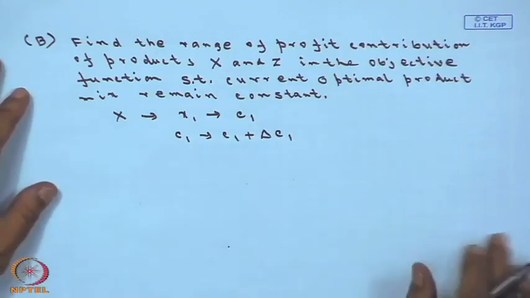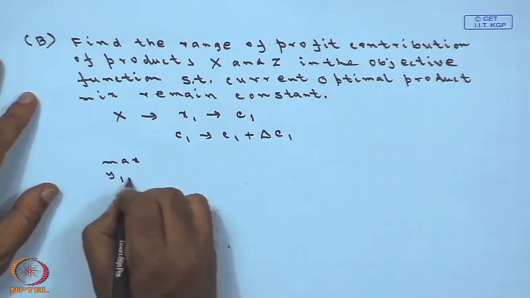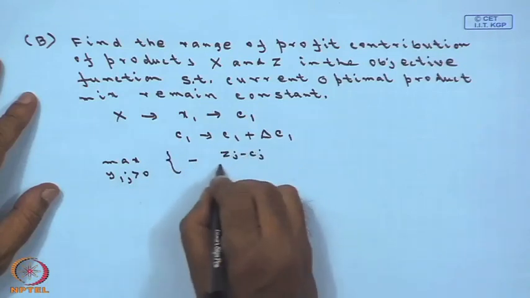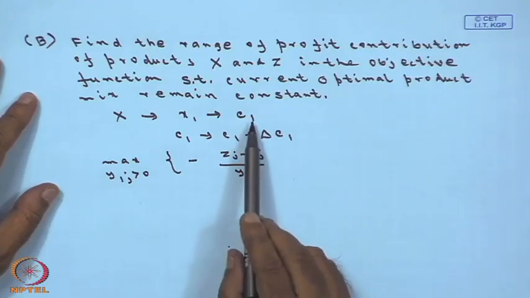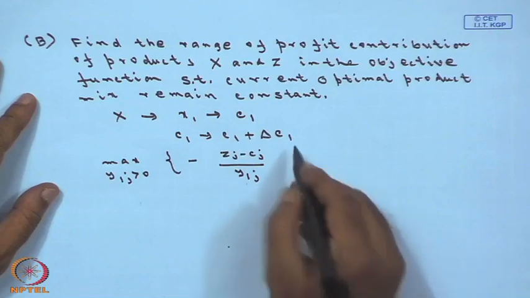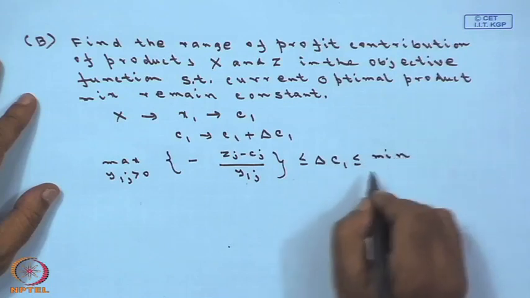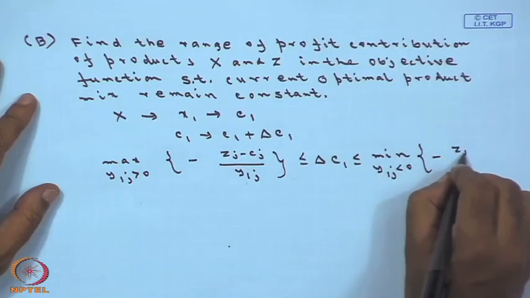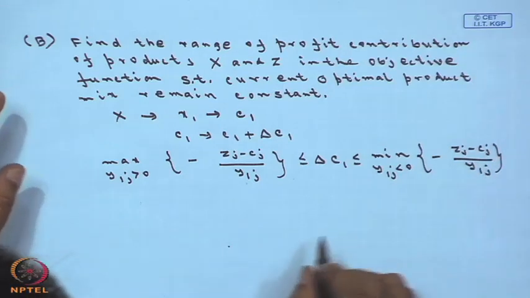So, I have already told you the formulas, so directly you can use the formula: maximum of minus z j by C j over y 1 j, for y 1 j greater than 0, is less than or equal to delta C 1, which is less than or equal to the minimum over y 1 j less than 0 of minus of z j minus C j by y 1 j. I have taken y 1 because the coefficient is C 1, the first product. So, this is the formula.